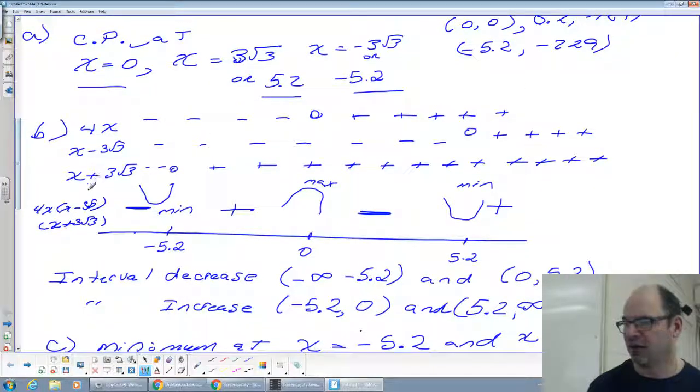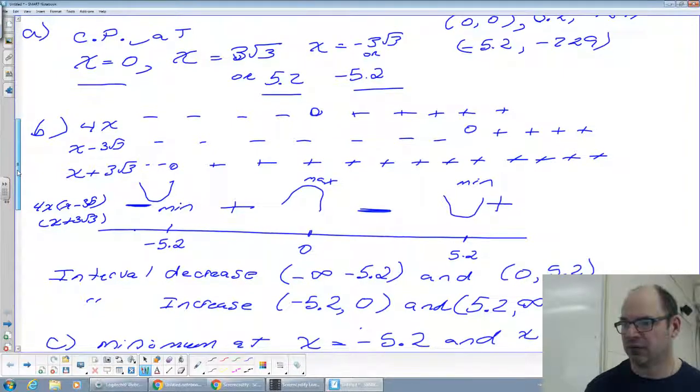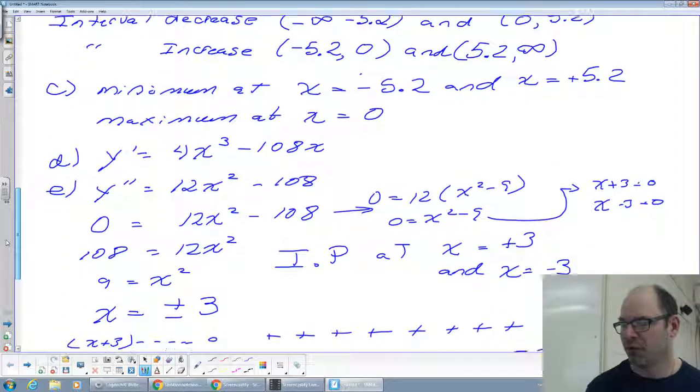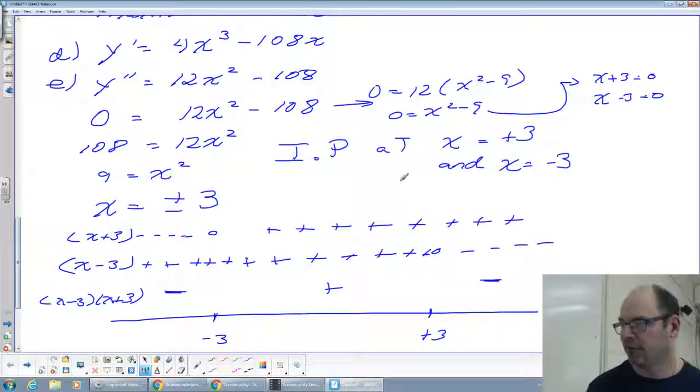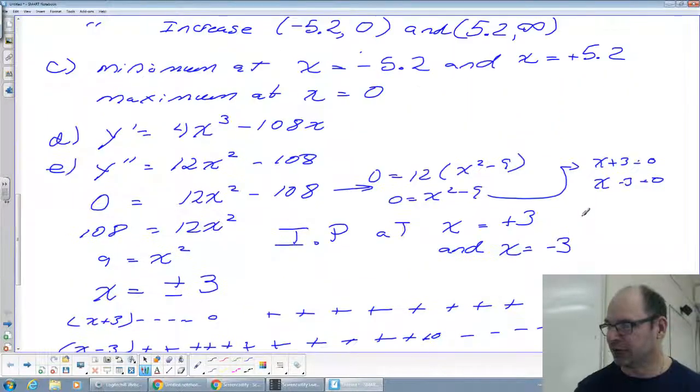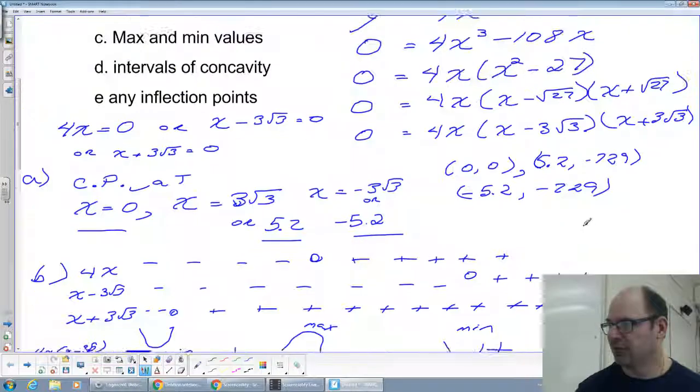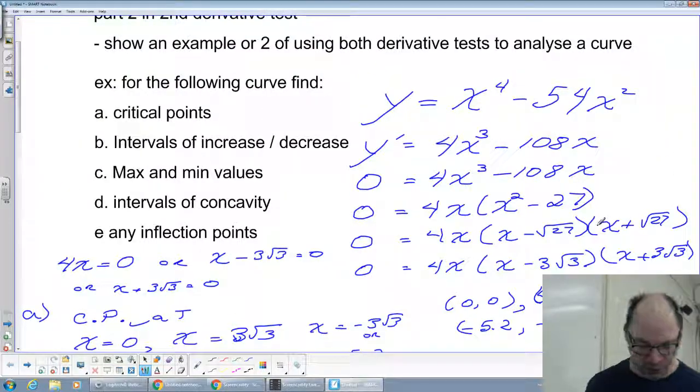Same idea here for our inflection points. We could put the 3's in. Okay, so our 2 inflection points would be 3. And what was our original equation there? Let's put in 3 here. So 3 to the power of 4, that's 81, minus 54 times 3 squared, which is 9. So we'll get negative 405.